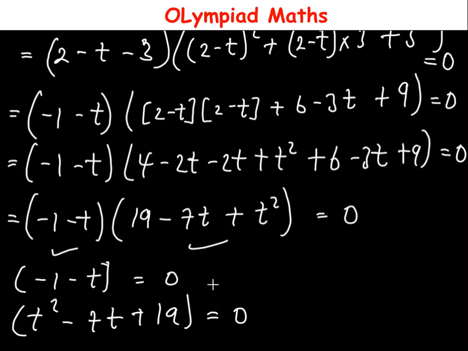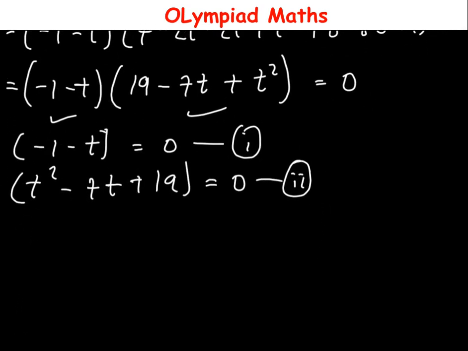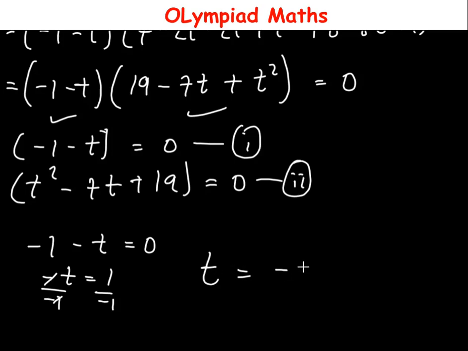So let's solve for the value of t from this first equation. This is equation 2. So from the first equation, which is minus 1 minus t is equal to 0, move minus 1 to this side, it becomes minus t is equal to 1, and then divide both sides by minus 1, such that t is then equal to minus 1. And this is the first real value for t. Okay, let's then solve for the other values of t.